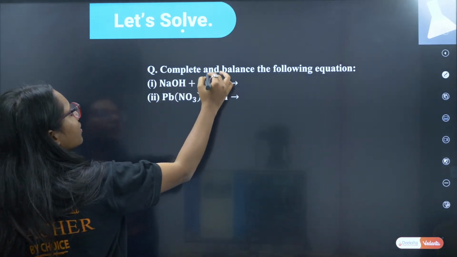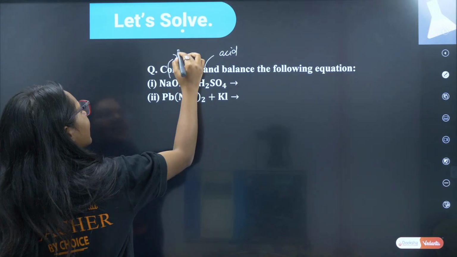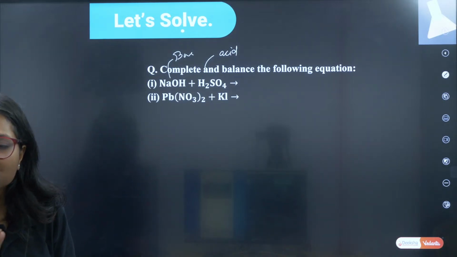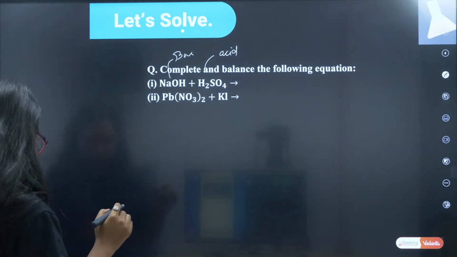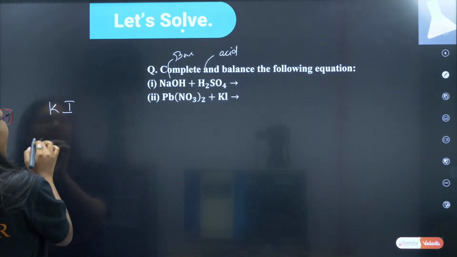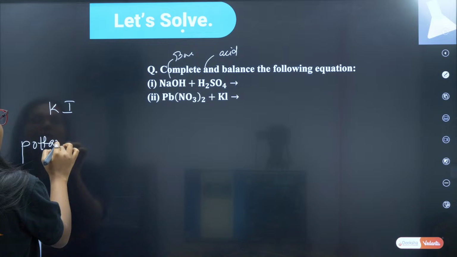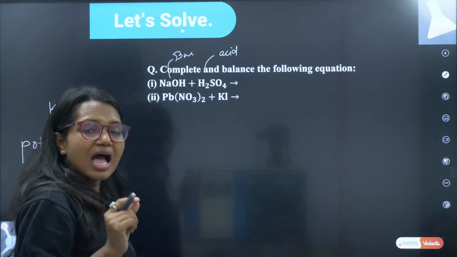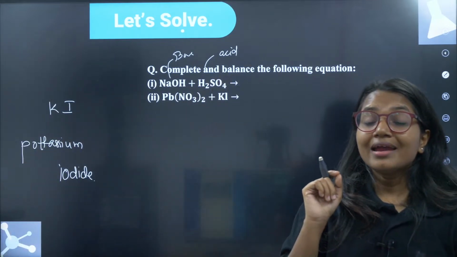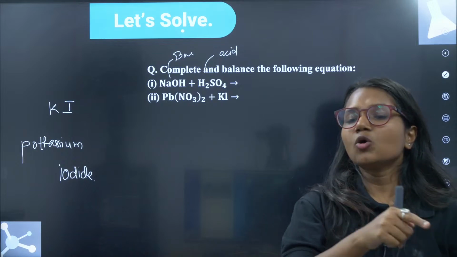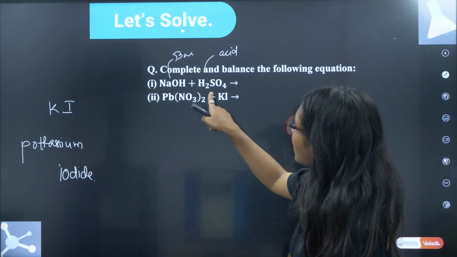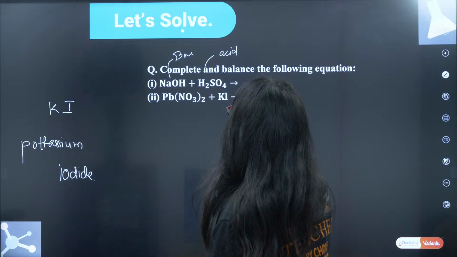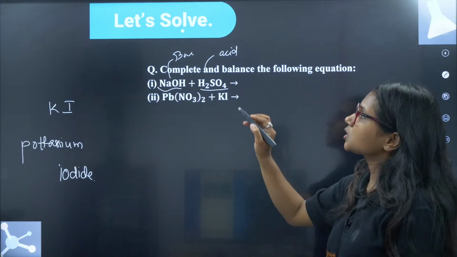NaOH plus H2SO4. Acid and base. Which kind of reaction is it? It is a neutralization reaction. Sumuk, KI means potassium iodide. Acid plus base, which reaction is it? It is a neutralization reaction. Very good Sonu. NaOH plus acid, base plus acid, it is a neutralization reaction. For the first reaction, tell me, acid plus base, what do you get?